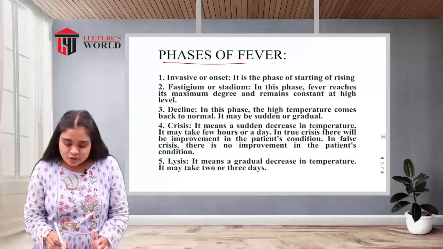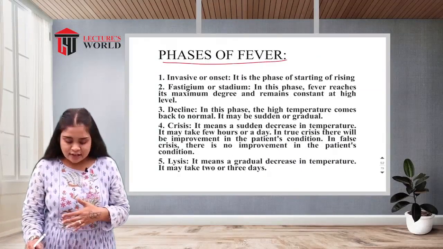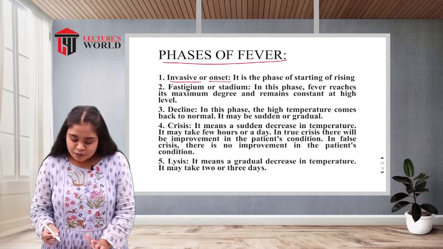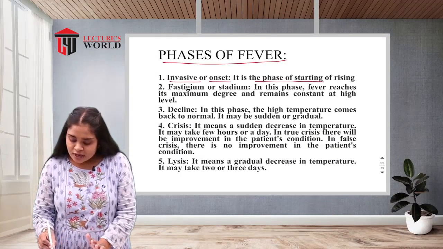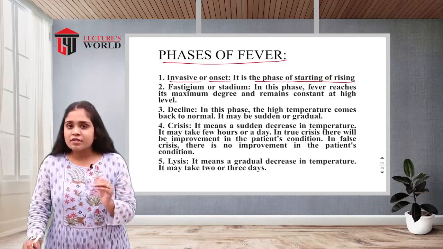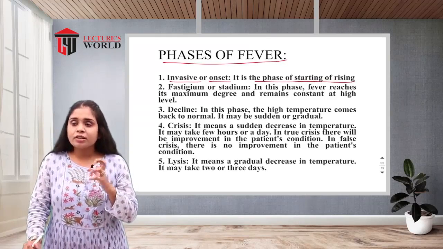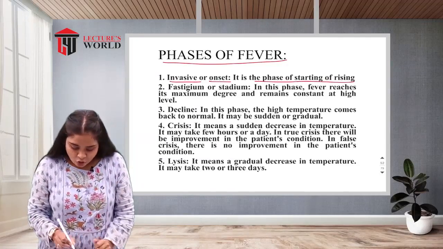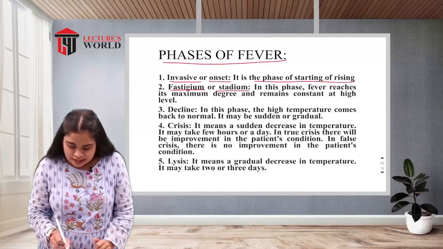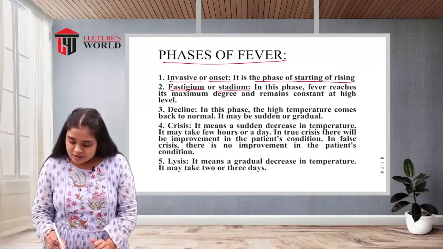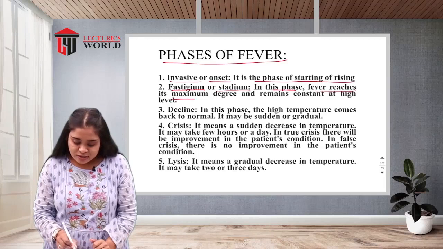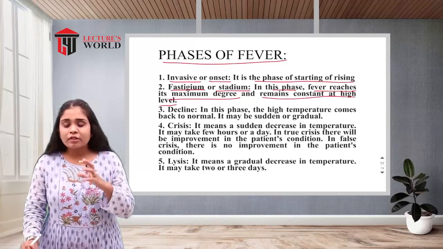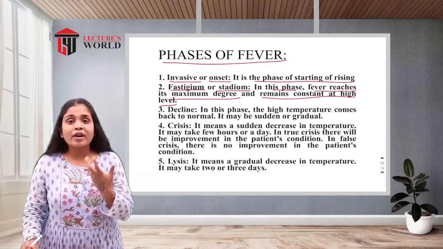Now the phases of the fever. There are different phases that we'll talk about. The first one is the invasive or the onset. It is the phase of the starting of the rise. This is the first stage of fever where the body temperature starts rising. The second one is the fastigium or the stadium. In this phase, a fever reaches its maximum degree and remains constant at the high level. At the first stage, the temperature has started to rise.